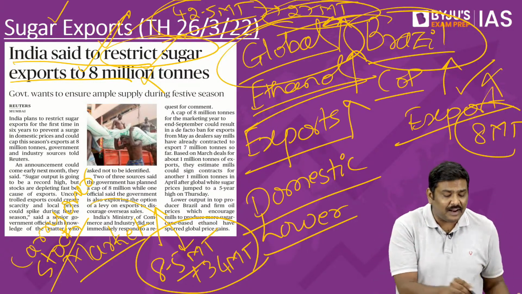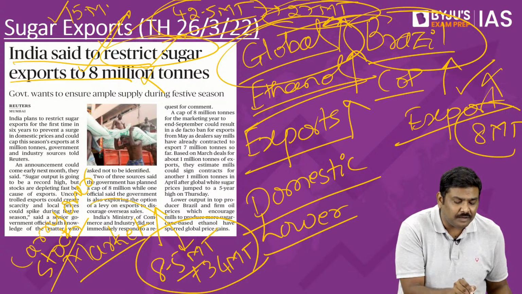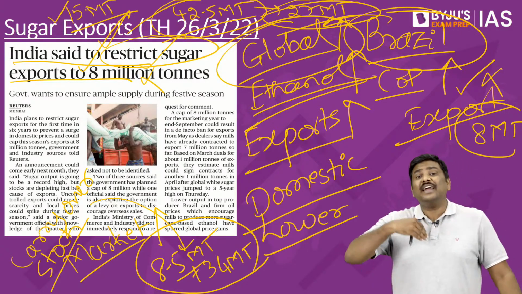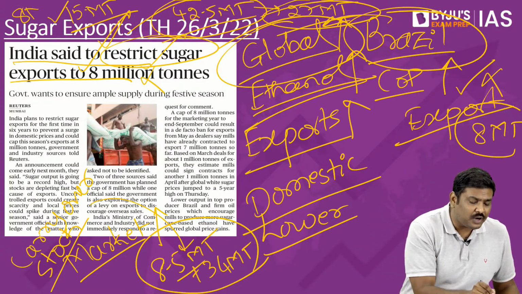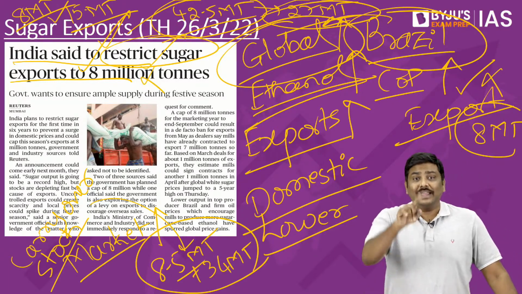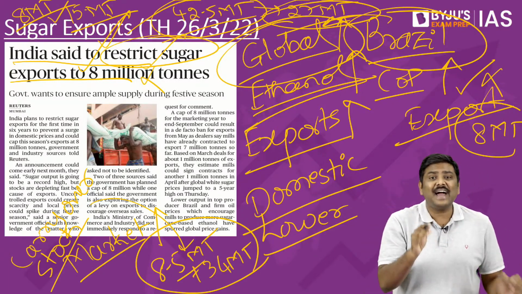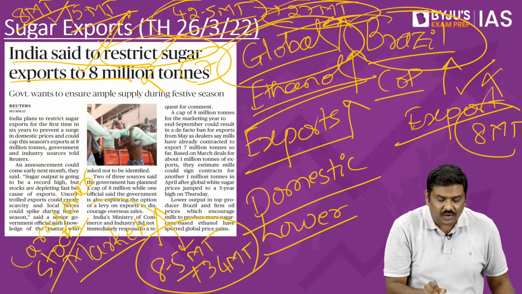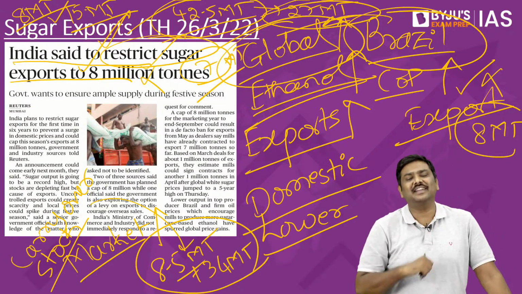So how much will be left in the domestic market? 15 million tons. Even if I allow, let's say, 8 million tons of sugar to be exported from India, even then I will have a carryover stock of somewhere around 7 million tons in the domestic market itself.